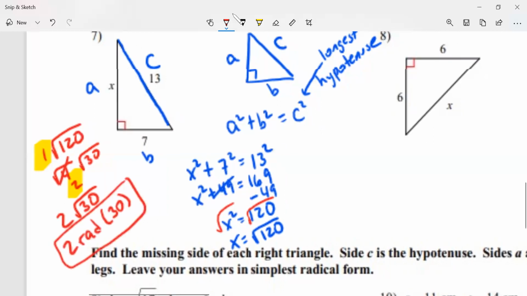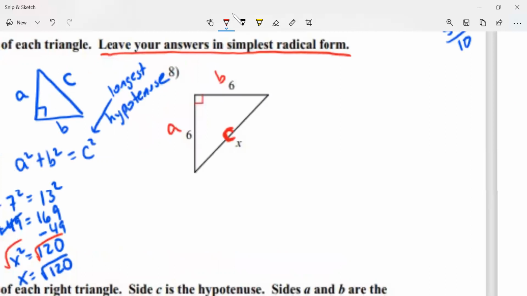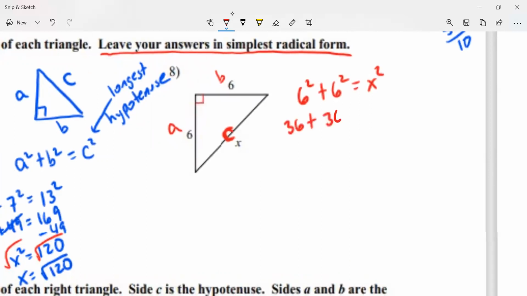Nice. Let's take a look at number 8. My hypotenuse, my C, is here. That's the longest side. And the other sides, I'm going to call this A and I'm going to call this B. And I remember A squared plus B squared equals C squared. So I'm just going to go 6 squared plus 6 squared is equal to X squared. I know 6 squared is 36, so I have 36 plus 36 equal to X squared.